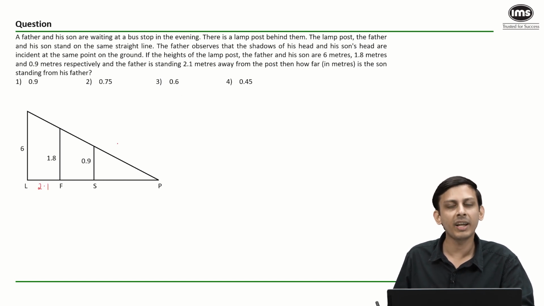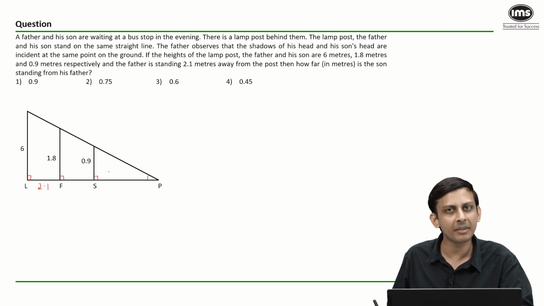Now in these questions, what we have to do is we have to use similarity because all of these will be 90 degrees, because all of these are vertical and the ground is horizontal. So we'll have 90 degrees. And this angle will be common to all the right angle triangles. So all the 3 right angle triangles will be similar. And now we'll have to use similarity.